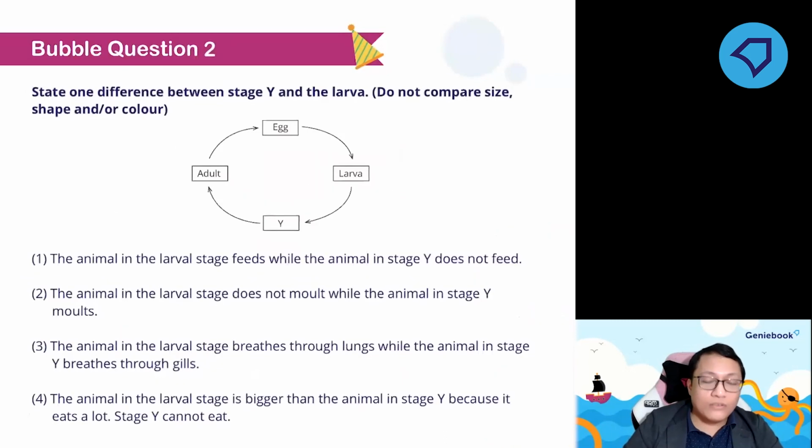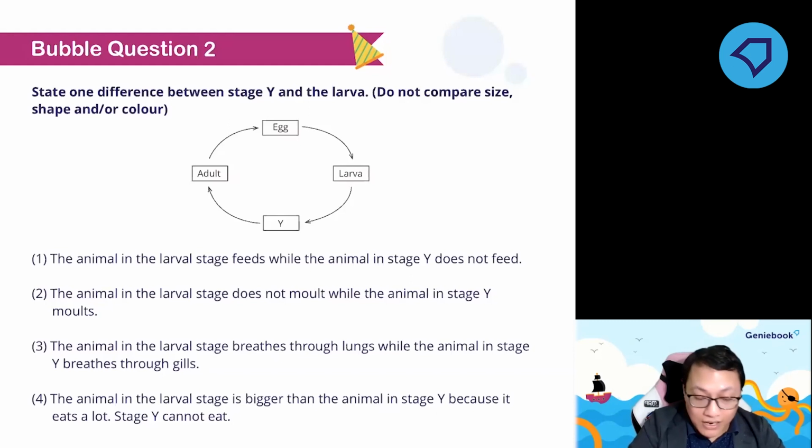Okay, moving on to the second bubble question. State one difference between stage Y and the larva. So please do not compare the size, the color, the shape. Can you compare stage Y and the larva? You need to identify what stage Y is, and then you make a comparison between them. Okay, are you ready? I'll start right now.